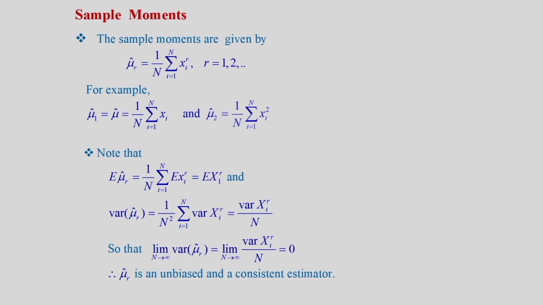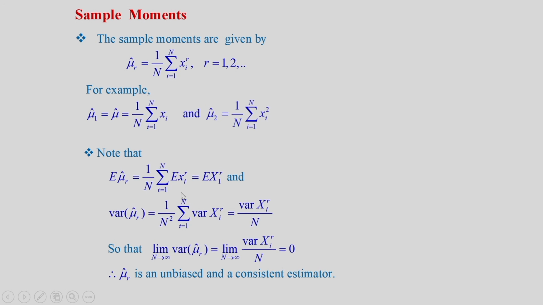Moments are also known as population moments. Note that E of mu r hat, if I take the expectation, because expectation is a linear operation, we can take it inside. So this will be 1 by n into summation i going from 1 to n of E of xi to the power r, and all are IID, so all will have the same moment. Therefore we will have n such terms, and the division by n will get cancelled, and we will get E of x1 to the power r. So this means that mu r hat is an unbiased estimator.